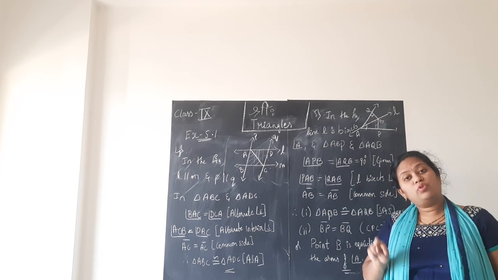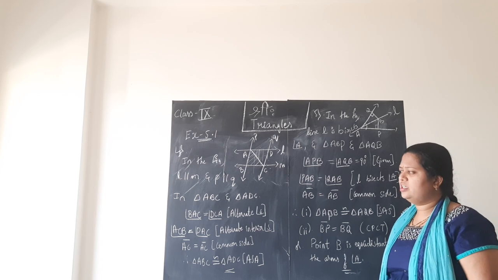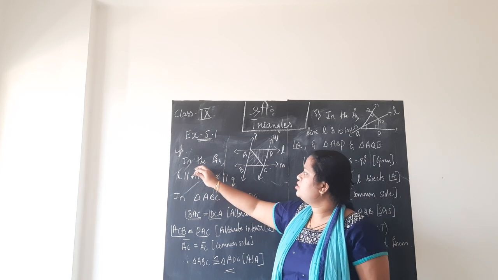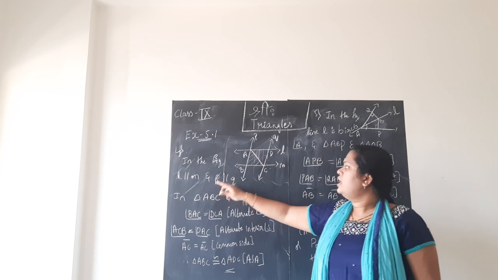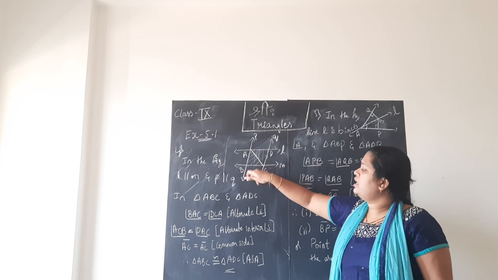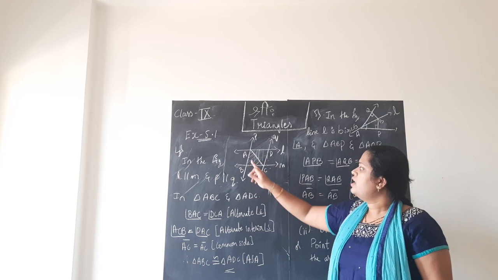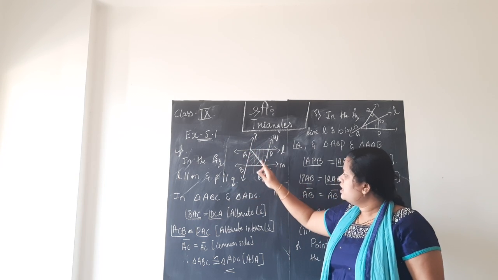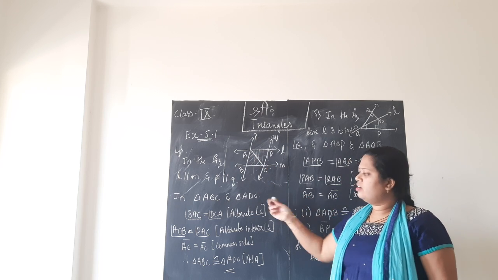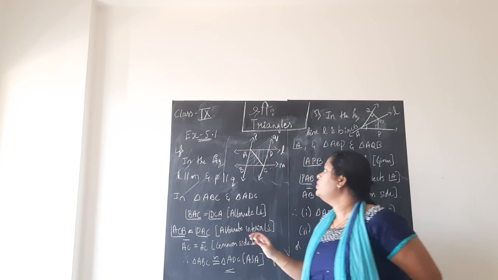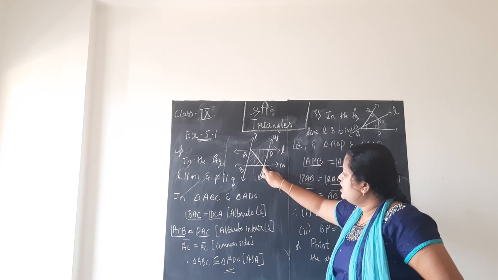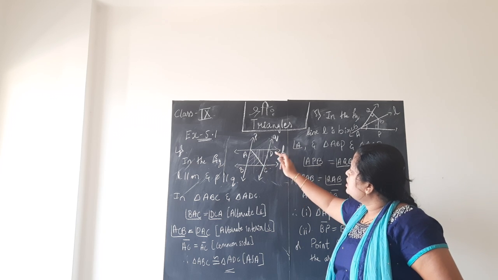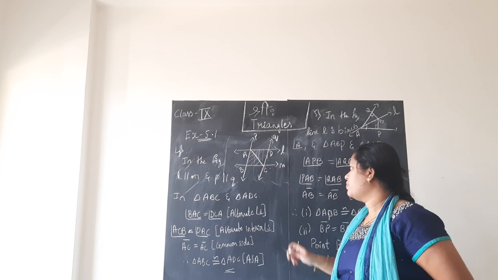We need to prove those two triangles are congruent. It is very simple again. So what you should write is, in the figure L is parallel to M and P is parallel to Q. Now in triangle ABC and triangle ADC, anywhere you can take, angle BAC is equal to angle DCA.